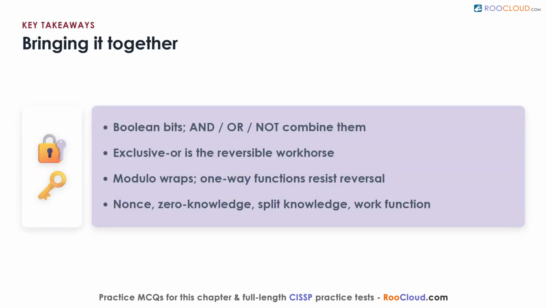So let's bring it together. Cryptography runs on Boolean math, just ones and zeros. AND, OR, and NOT combine bits, while exclusive OR does the reversible heavy lifting. Modulo wraps values around a range, and one-way functions are easy forward but not backward. Nonces add freshness. Zero knowledge proves without revealing. Split knowledge shares control through M of N, and the work function tells you how much strength you actually need. These pieces assemble into every cipher ahead.